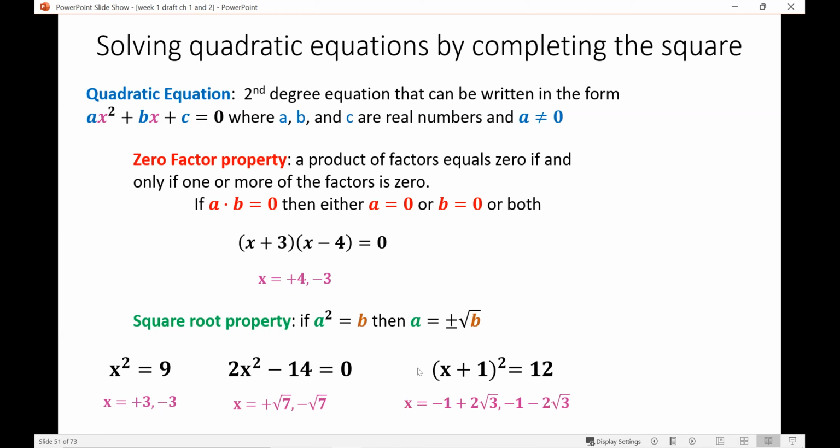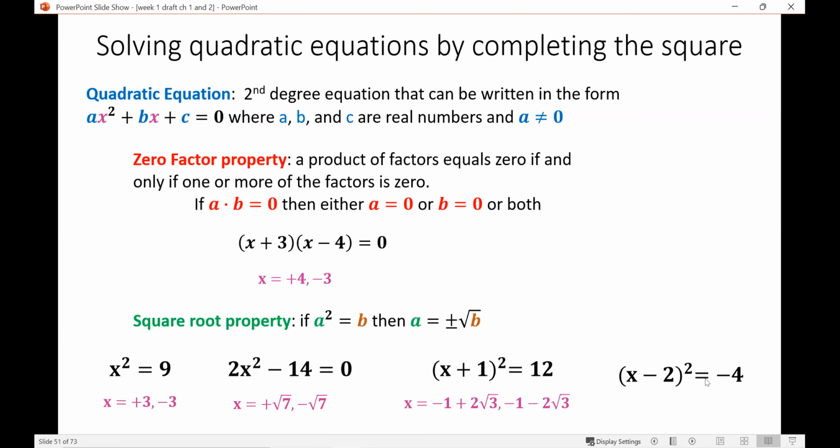If we have something like this, again, we can just take the square root of both sides. We're going to simplify that. Plus or minus the square root of 12 is going to be equal to x plus 1. So we have to subtract 1 from both sides. So we get negative 1 plus the square root of 12, which is 2 root 3, or negative 1 minus the square root of 12, which is 2 root 3.